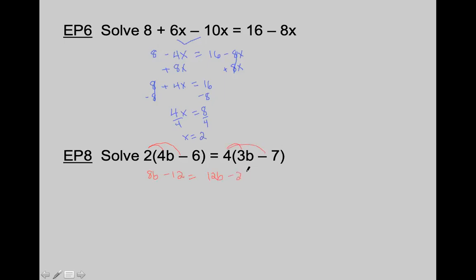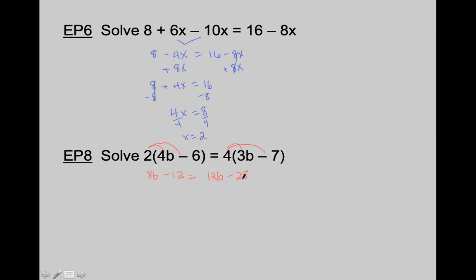All right, so let's look at what we have at this point. On the left, I have 8b and negative 12. Those are not like terms. This has a variable. This is a constant. On the right side, I have a 12b and a negative 28. This has a variable. This is a constant.